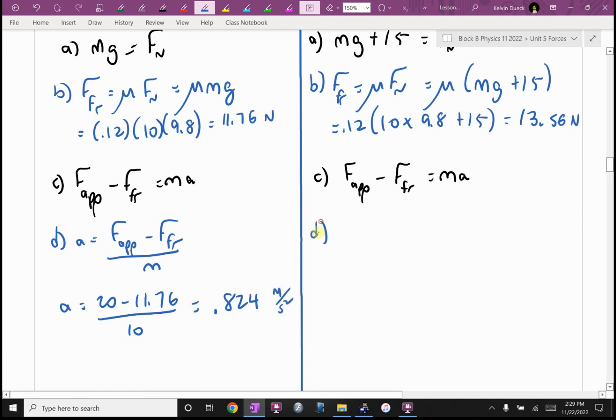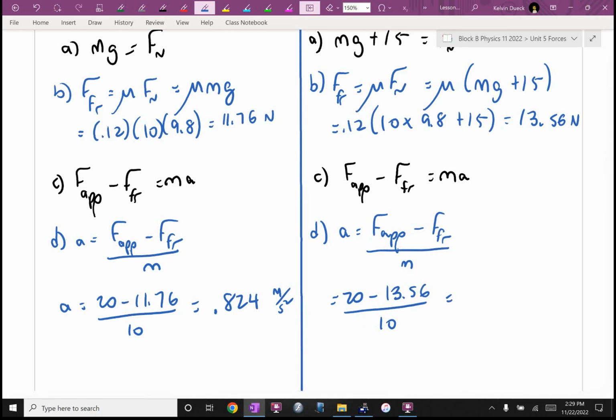And on the right-hand side, same setup. A is going to be F applied minus friction divided by M. It's going to be 20 minus 13.56 divided by 10. Shall we try it in our head again? 0.644. This one is dividing by 10, right? Did we get a positive answer? F applied was winning, because we kind of guessed.